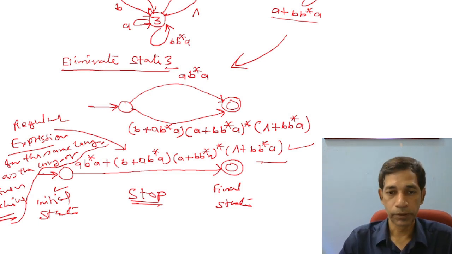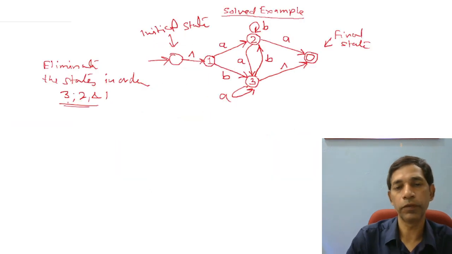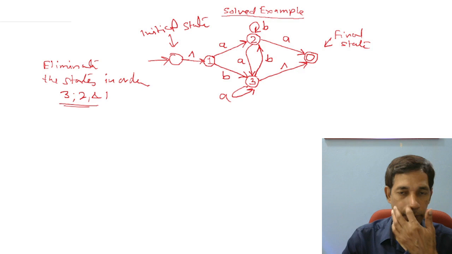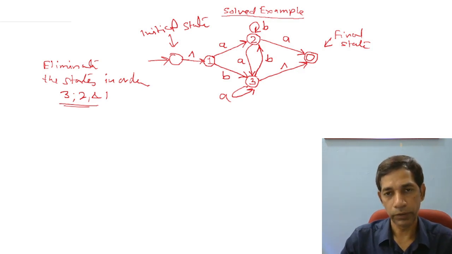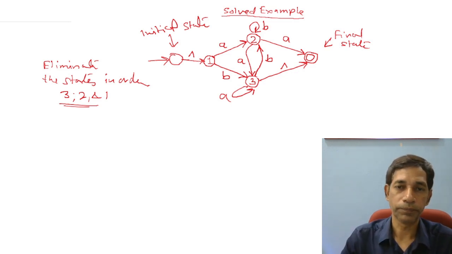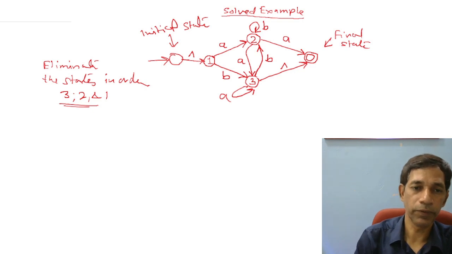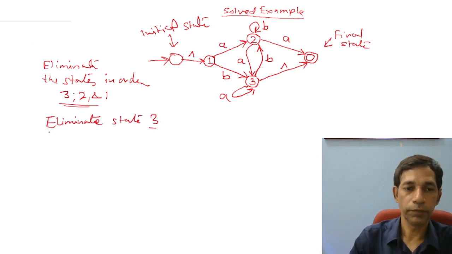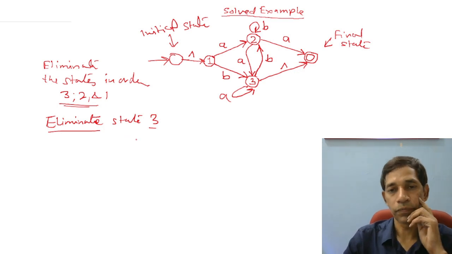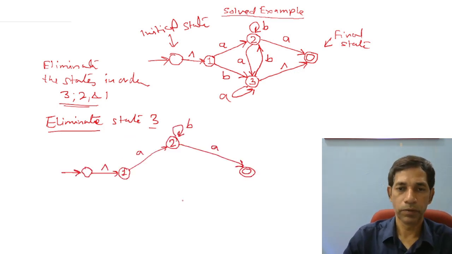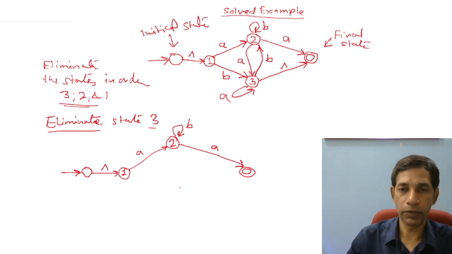Okay. So now we are going to eliminate the states in this order, and we will see what kind of regular expression we obtain. So we are going to eliminate state 3 first. So what do we have? State 3 we need to eliminate. From 1 you are going to state 2 on A, then you have the loop at state 2, then from state 2 you are going to the final state on A.